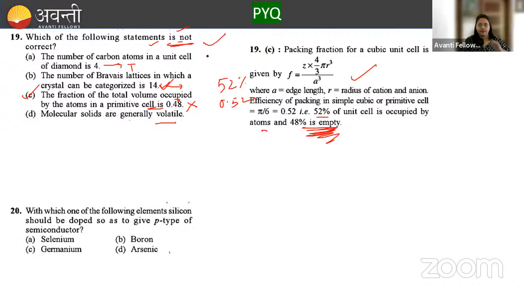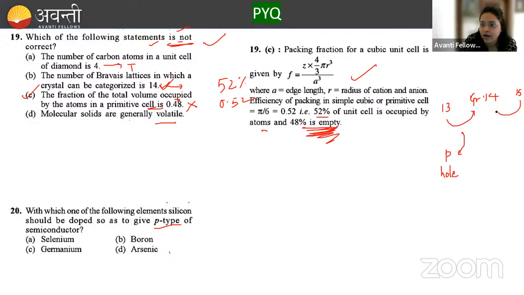Any doubt in this? Okay. With which one of the following elements silicon should be doped so as to give P type of semiconductor? So we want P type of semiconductor, right? P type of semiconductor चाहिए, मतलब उसमें क्या होना चाहिए? होल होना चाहिए। होल होना चाहिए मतलब अगर हमारा ग्रुप 14 का अगर एलिमेंट है, ठीक है, तो उसमें 13 का ऐड करना चाहिए या 15 का ऐड करना चाहिए? अगर 13 का हम लोग ऐड करते हैं तो होल क्रिएट होता है, राइट?